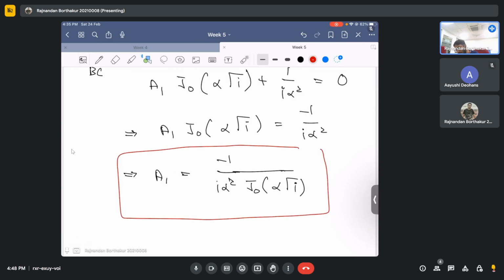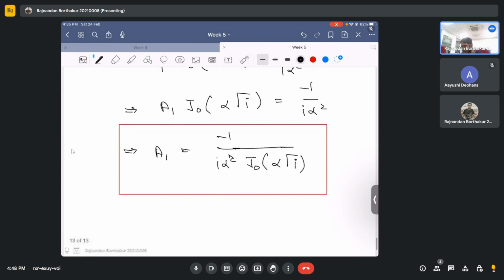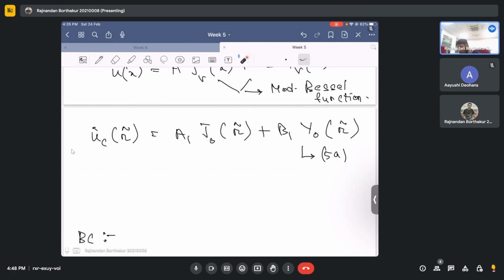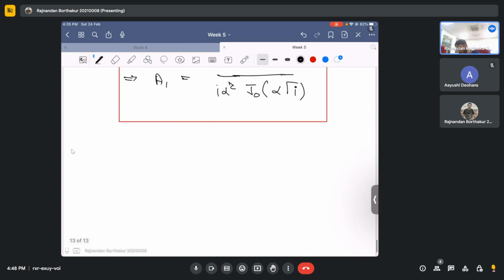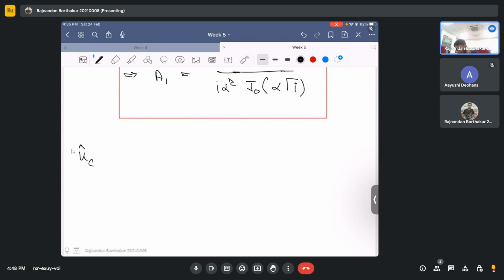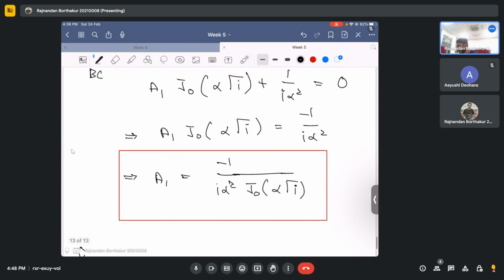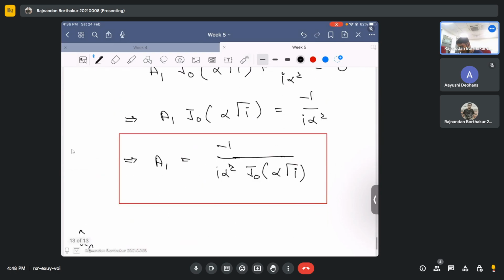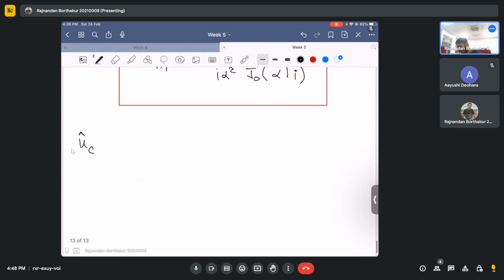So once we know a1 and b1, we just need to substitute it into the main governing equation, which is basically this. So what was our main governing equation? That is the main equation on UC hat. So what was UC hat basically?